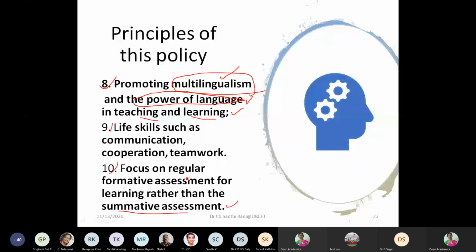But NEP is going to focus on regular formative assessment. Formative assessment. For their formation, they have to form something. They have to be creative. Accordingly, their performance will be assessed. So more focus will be on regular formative assessment for learning rather than the summative assessment.